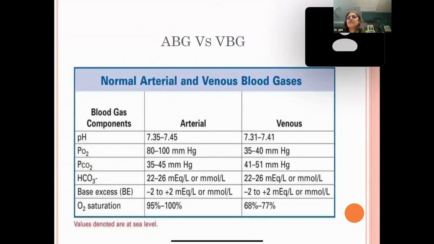This table just differentiates between the values you see in the ABG and VBG. The pH in arterial is 7.35 to 7.45. In a venous blood gas it's almost similar, just a 0.05 difference, 7.31 to 7.41. PO2 levels are 80 to 100 in arterial and 35 to 40 in venous. So that's why you should not use the venous blood gas to assess oxygenation. PCO2 is almost similar, 35 to 45 and 41 to 50. Bicarb is similar, base excess similar. SO2 level is definitely higher in the arterial and less in the venous blood gas.